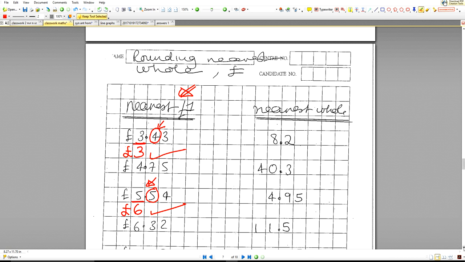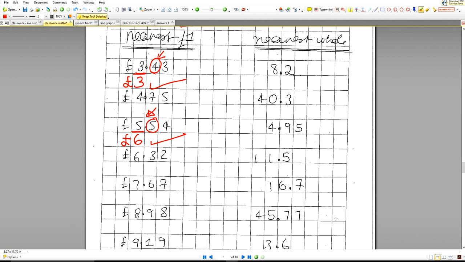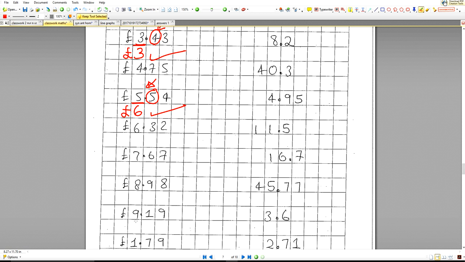Let's have a look at one or two more, then we move on. So for example, here we have this next question, the £9.19. Here's your whole number, which is the units column. So we're looking at that, and then we look at the number next to it, which is your decider. Because this is less than 5, you leave the 9 alone, you don't add anything. So the final answer is just £9.